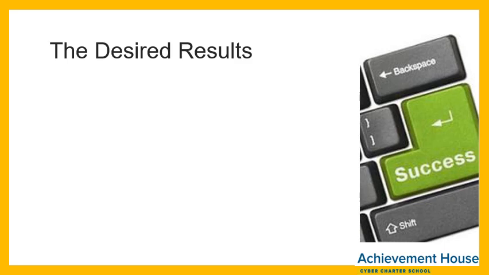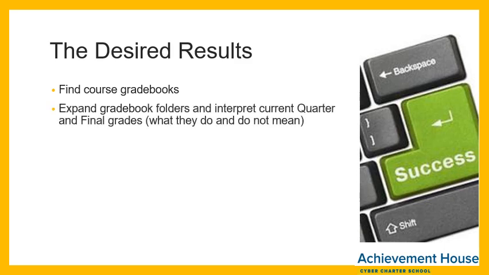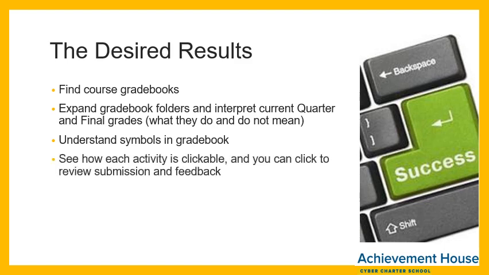In this activity, we will learn how to find course gradebooks, expand gradebook folders, and interpret the current quarter and final grades, what they do and do not mean. Understand the different symbols that we might see in the gradebook, and see how each activity is clickable and that you can click on each activity to review submissions and feedback.